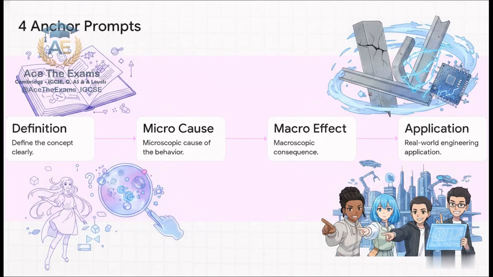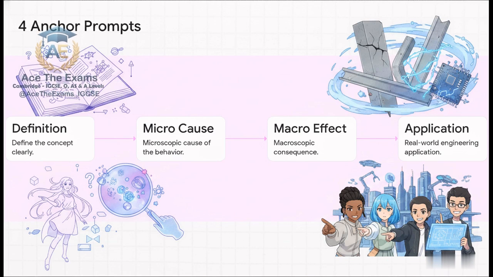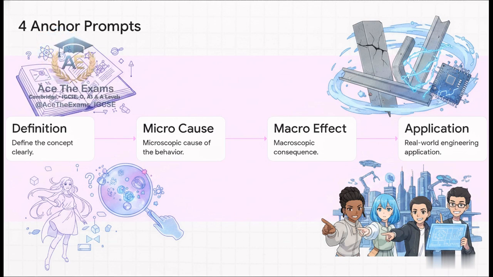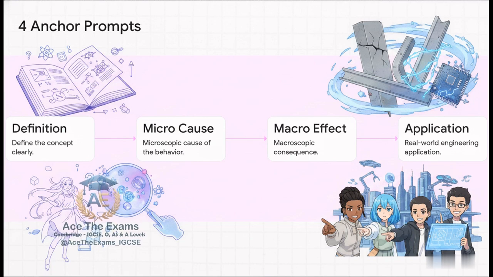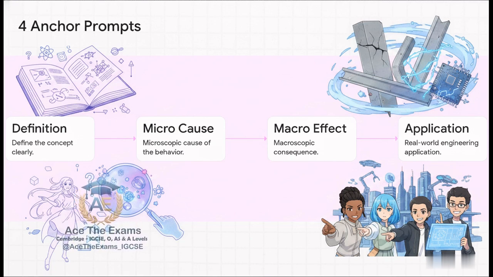Okay, so how do we fix this? Here is your first quick win. Whenever you revise this chapter, you need to anchor your thoughts to 4 specific prompts. 1, definition. 2, microscopic cause. 3, macroscopic consequence. And 4, real application. Seriously, if you can just talk through these 4 steps in order, you can reconstruct a top-band exam answer literally no matter how they decide to phrase the question.